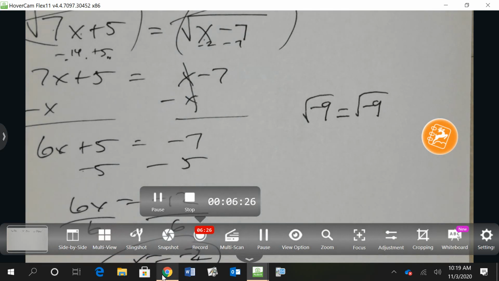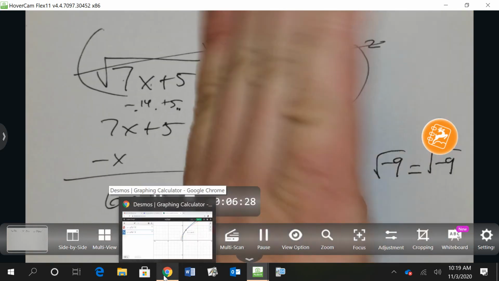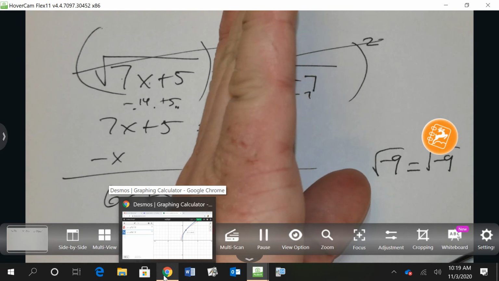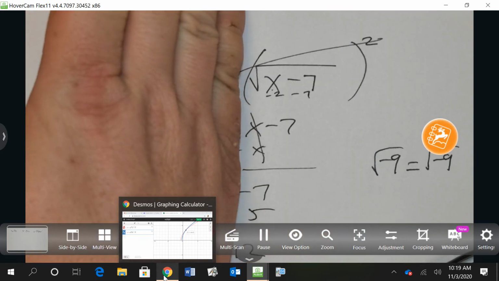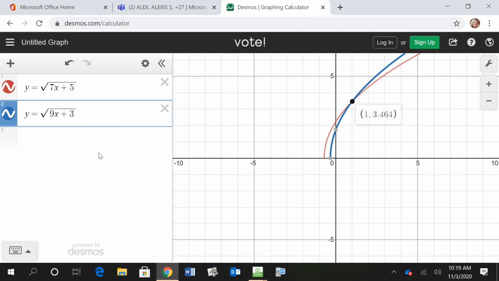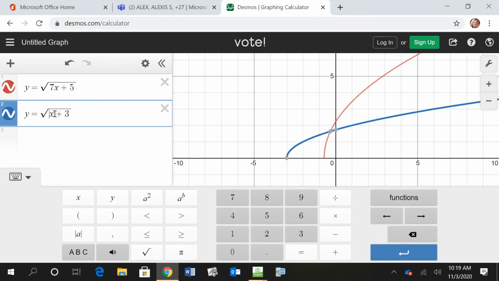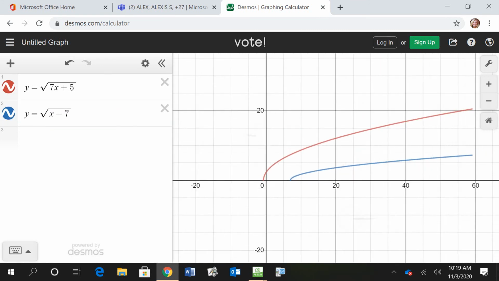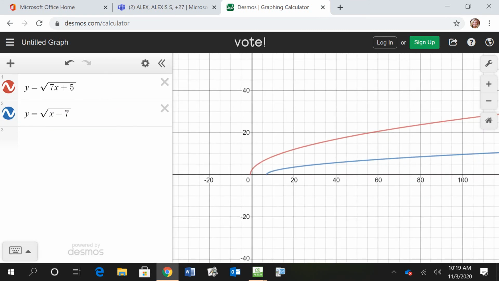Well, let's check graphically. So again, think of this original equation. There's one expression I'm turning into an equation. Here's the second expression I'm turning into an equation, and I want to know where they cross. So here was the left-hand side. The right-hand side was x minus 7. Now let's check. Where do they cross? They never, ever, ever cross.